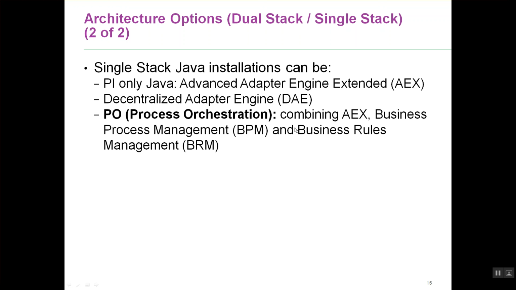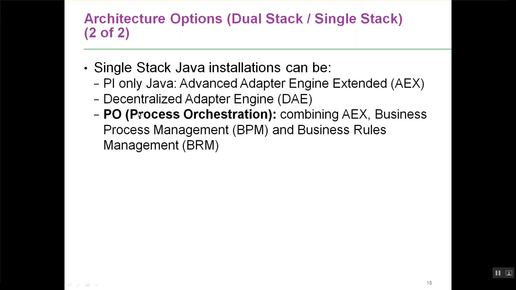Process orchestration is a combination of three separate SAP products that have been bundled together and licensed and now sold as a single SAP product. So process orchestration is nothing but a combination of AEX, adapter engine extended. What is adapter engine extended? It is your Java only PI, right? So process orchestration is a combination of your Java only PI, NetWeaver business process management, and NetWeaver business rules management. So these three products of SAP were combined together, licensed and frameworked as a single product called SAP PO.